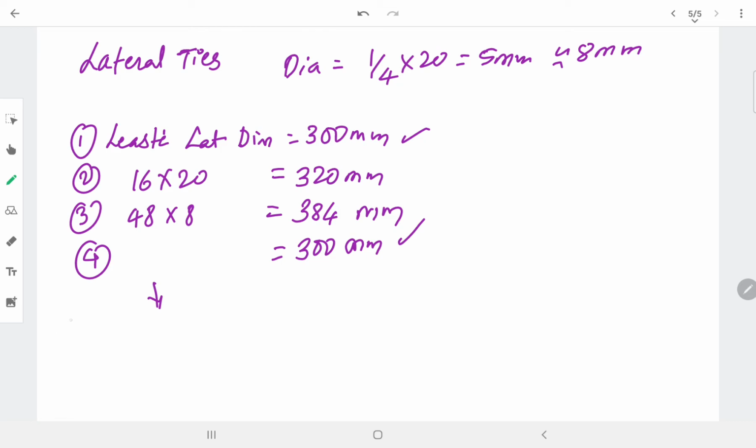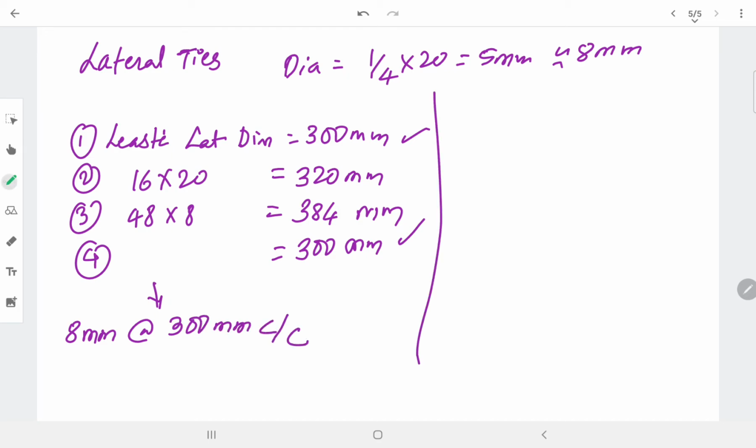So you will be writing 2 leg. You will not be getting legs here, this is a circular column. So 8 mm at 300 mm center to center. This is for the lateral ties, and this is for helical ties. For a circular column you will be getting helical ties.